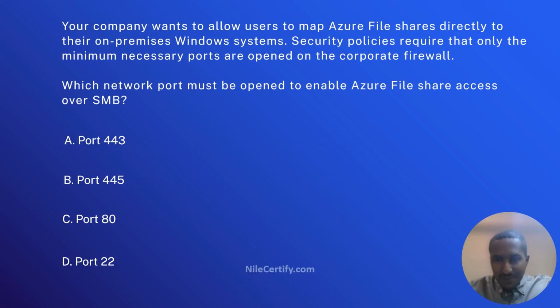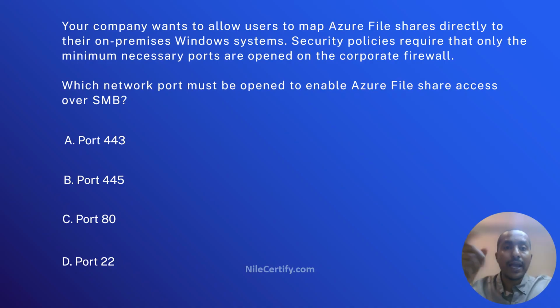Moving to the next question, which says: your company wants to allow users to map Azure file shares directly to their on-premises Windows systems. Security policies require that only the minimum necessary ports are opened on the corporate firewall. Which network port must be opened to enable Azure file share access over SMB? A. Port 443, B. Port 445, C. Port 80, D. Port 22.